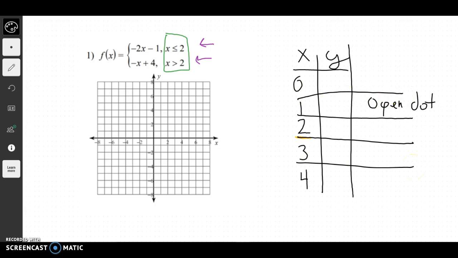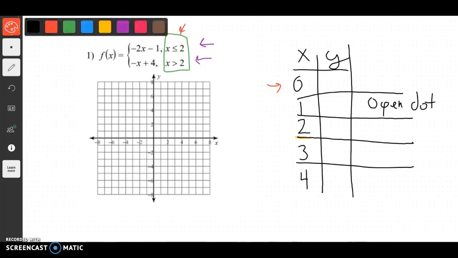So let's fill in our XY chart. This part's going to be pretty easy. So 0, if I think which function will 0 fit into, well, it's going to go into the top function because 0 is less than 2. When I plug in 0 there, I should get negative 2 times 0 minus 1, which would be negative 1.